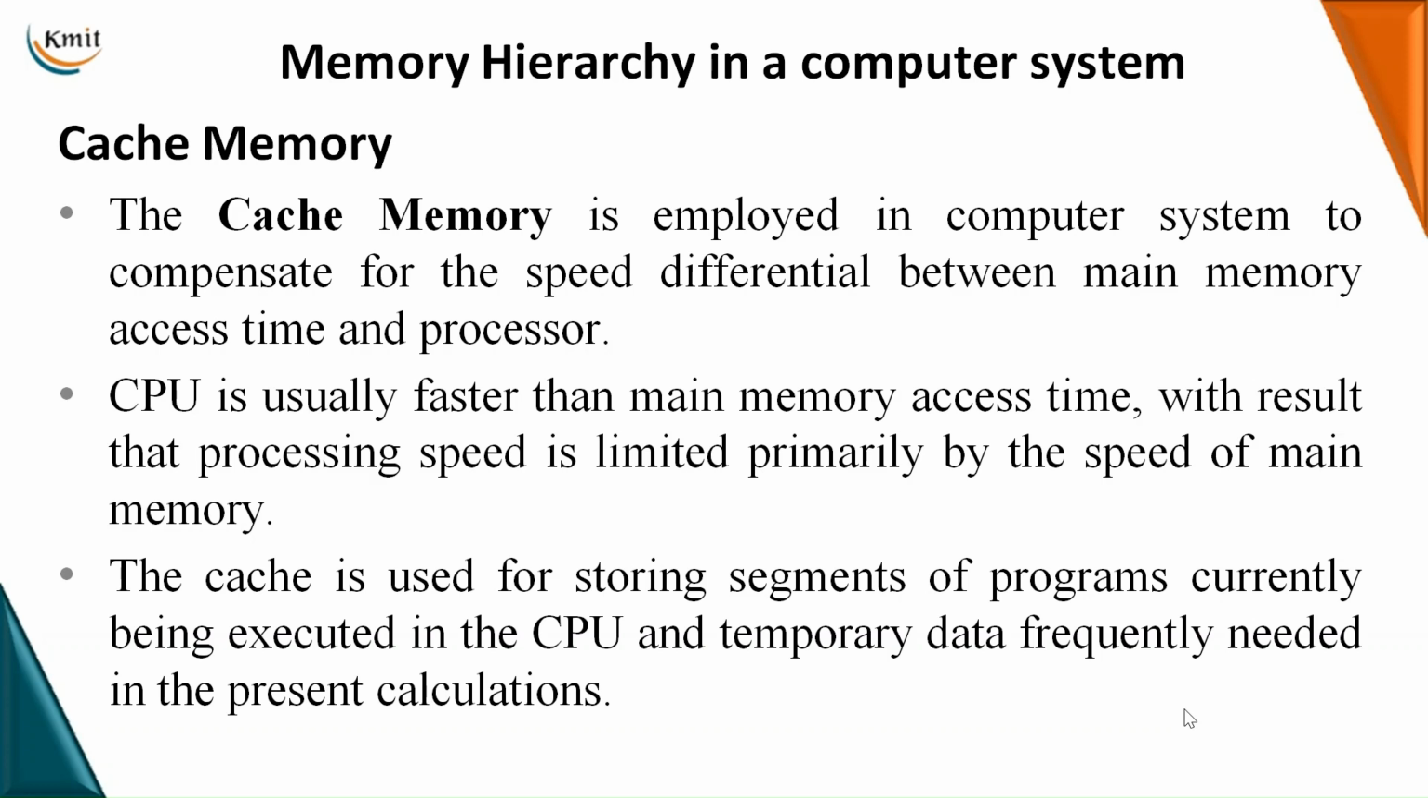So the cache is used for storing a segment of programs currently being executed in the CPU and the temporary data which is frequently needed by the CPU. Most frequently accessed information or instructions can be placed into the cache, so that it is easy for the CPU to access them, rather than accessing the main memory each and every time a particular instruction has to be accessed, which takes more and more time.